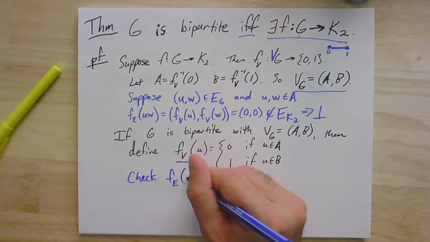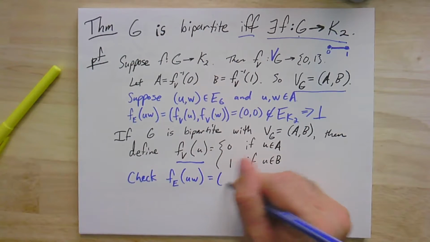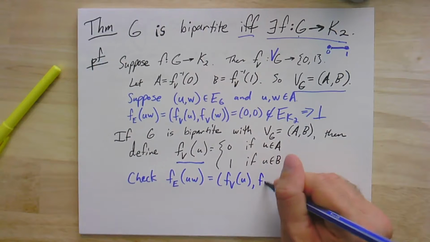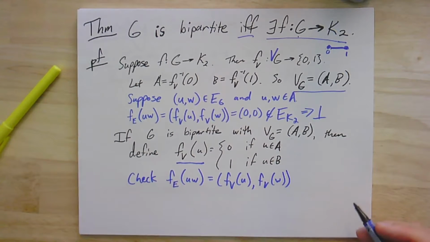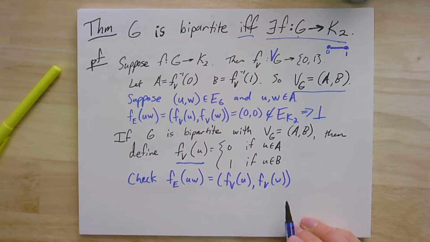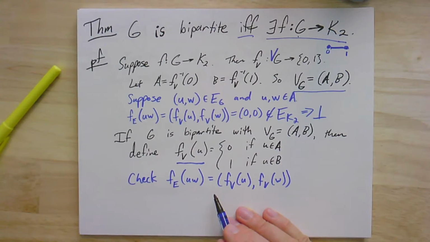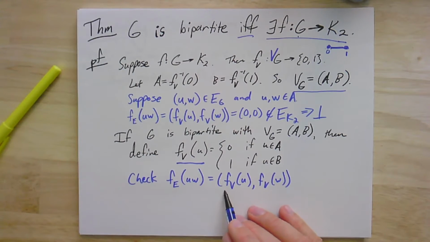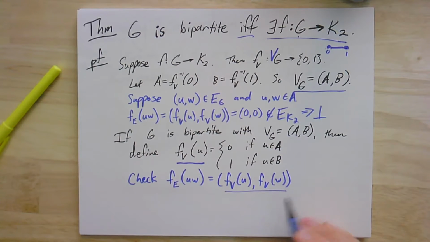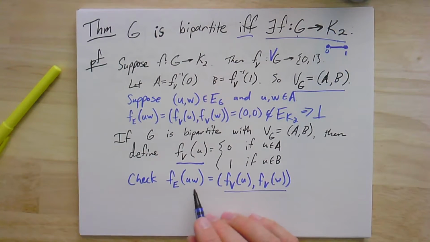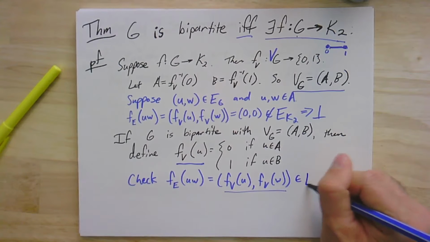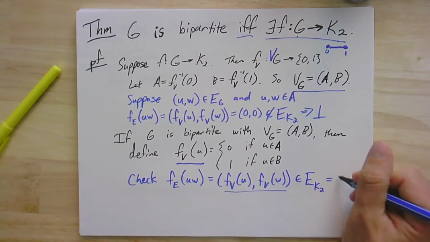right, remember FE is going to map UW to FV of U, FV of W. You want to check that this, in fact, really is a homomorphism. So if I define it this way, it must satisfy the third condition. We just have to check that it really is a function, right? There really is a function on edges. And that just means that we have to check that this is always an edge in K2 when there's only one edge. So that means that for every edge in the graph, it has to map to the edge 0, 1. Right, so we want to check that it's in the edge set of K2, which again is just a single edge.